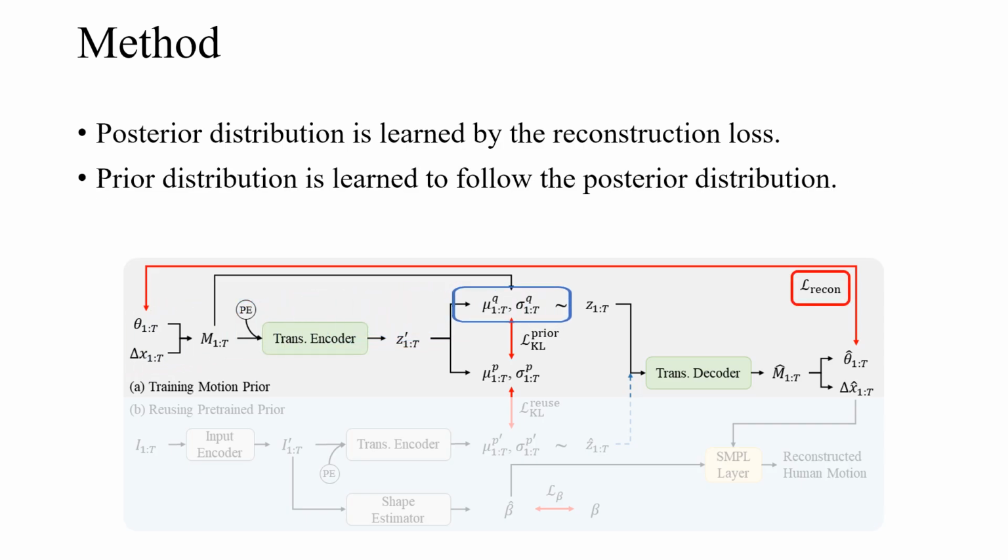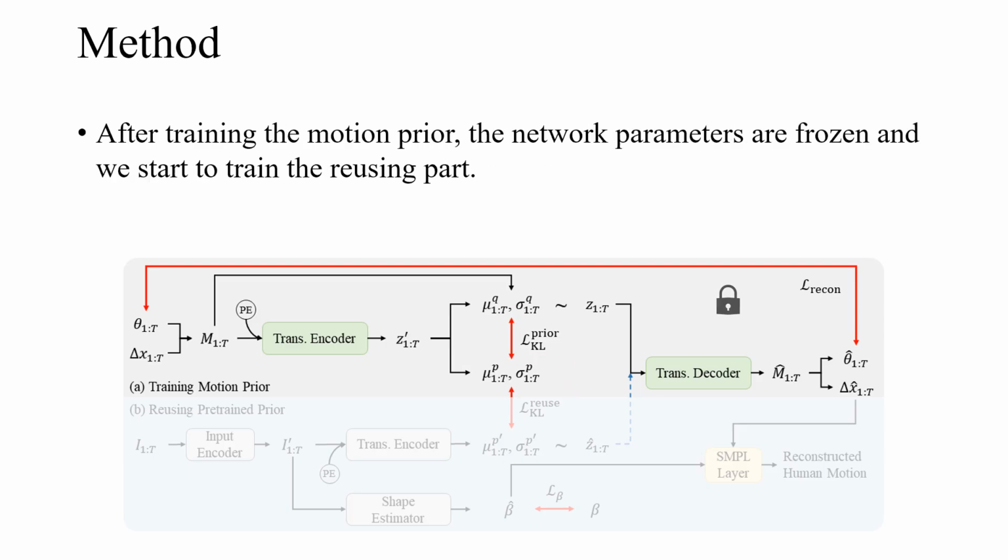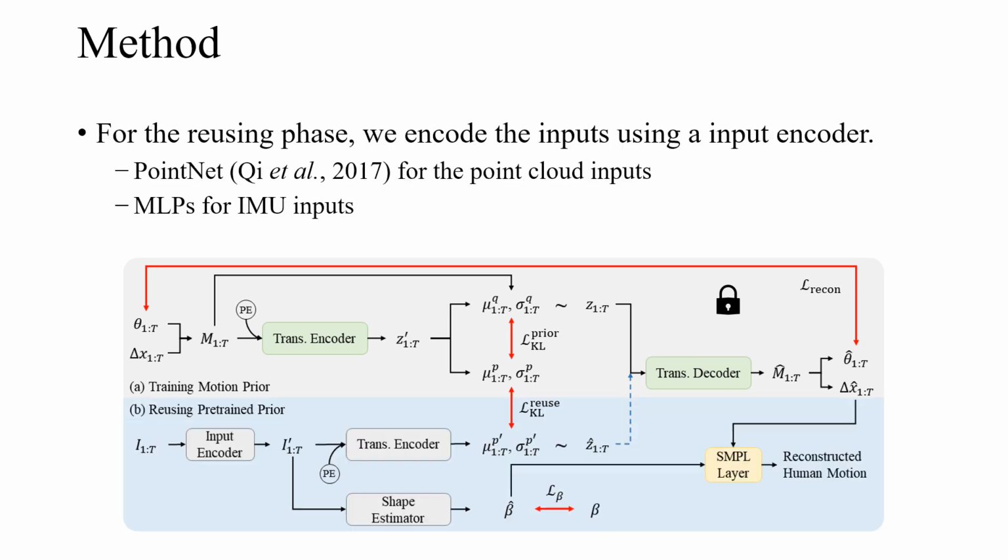The posterior distribution is learned from the reconstruction loss, and the prior distribution follows the posterior distribution by using a KL divergence loss. After fully training the motion prior, we freeze the network parameters and start to train the reusing part. For the reusing phase, we encode the sensor inputs using an input encoder.